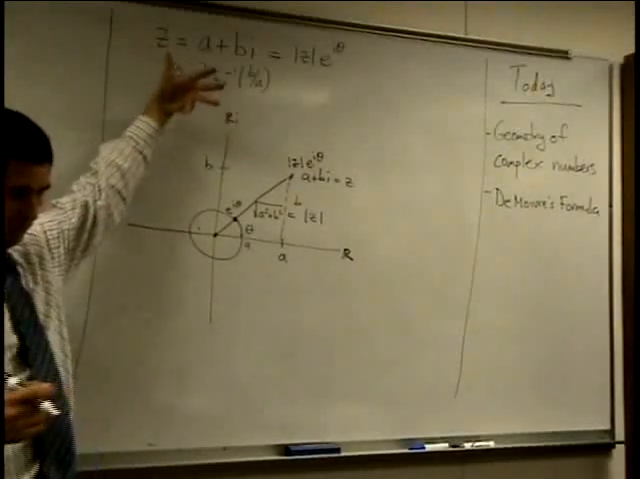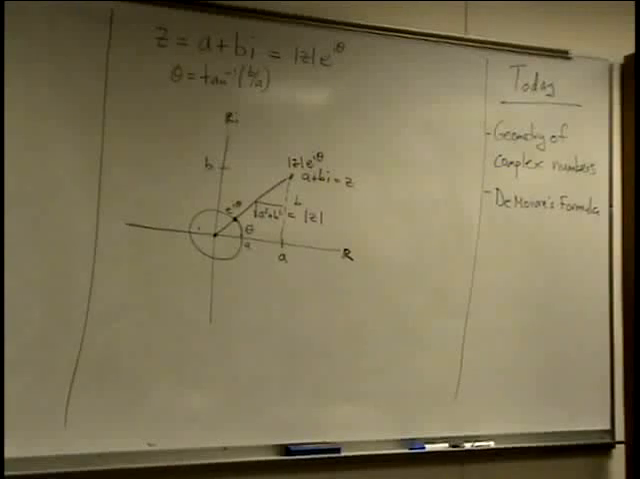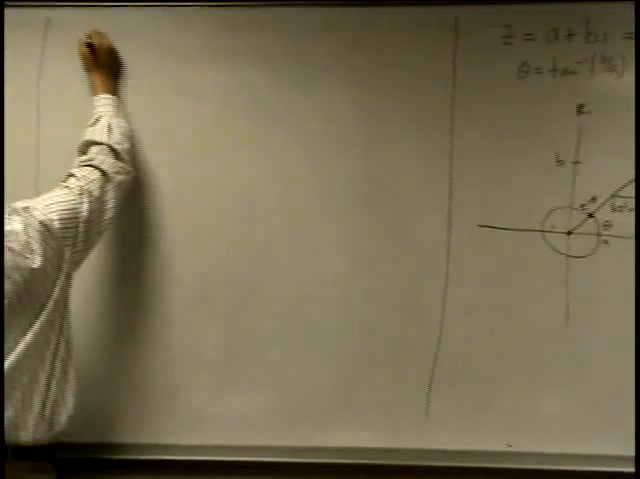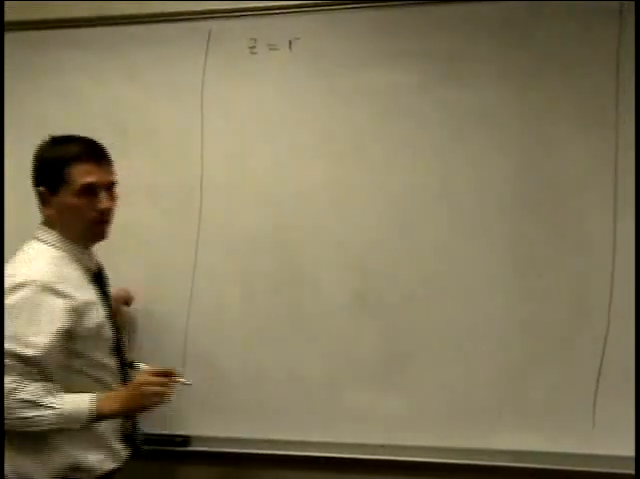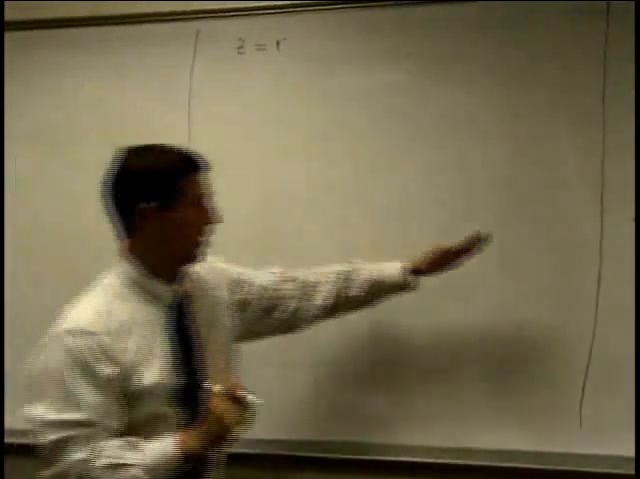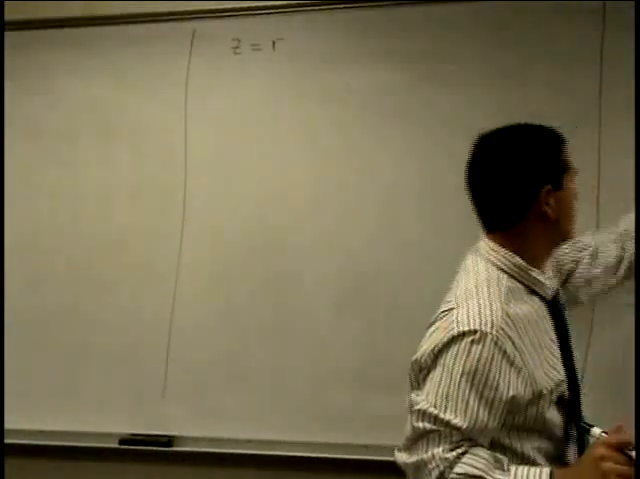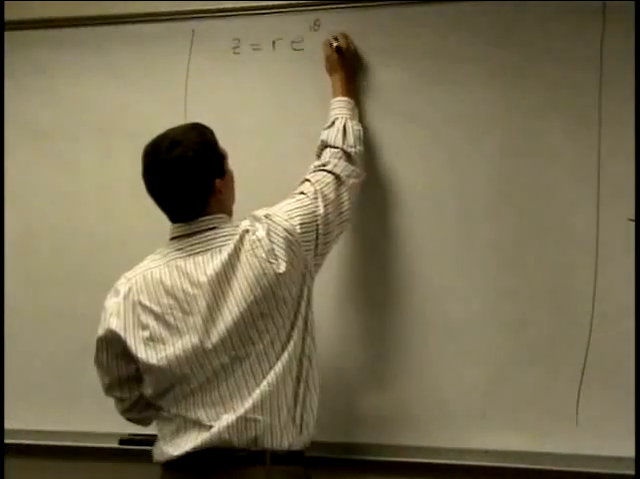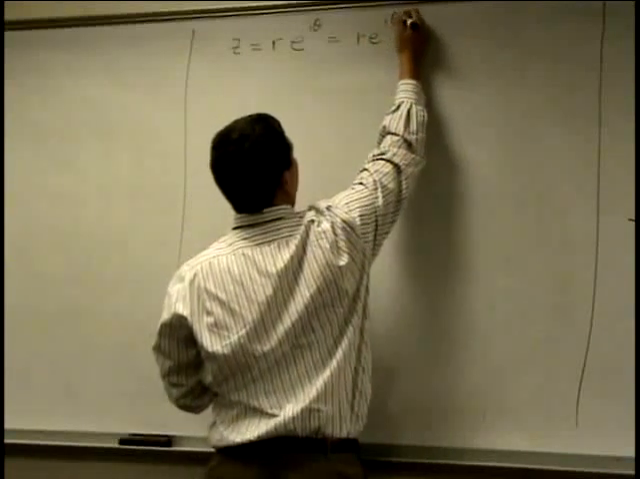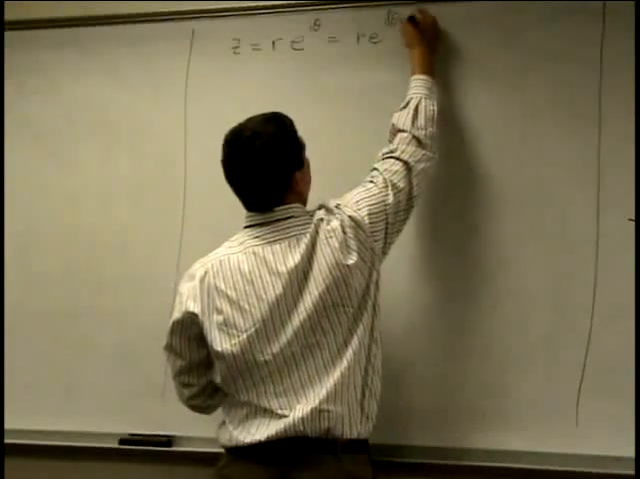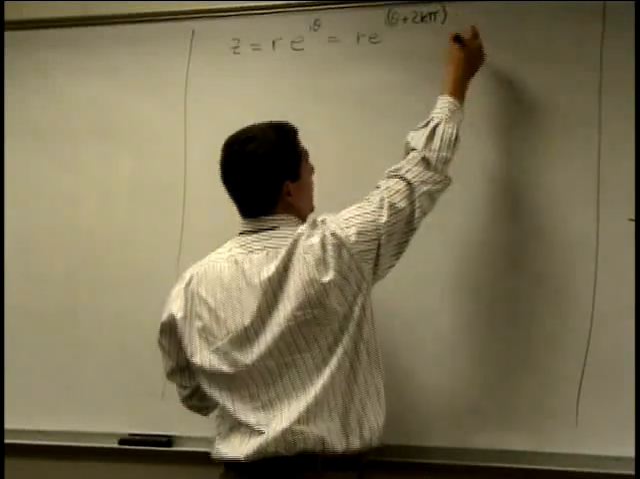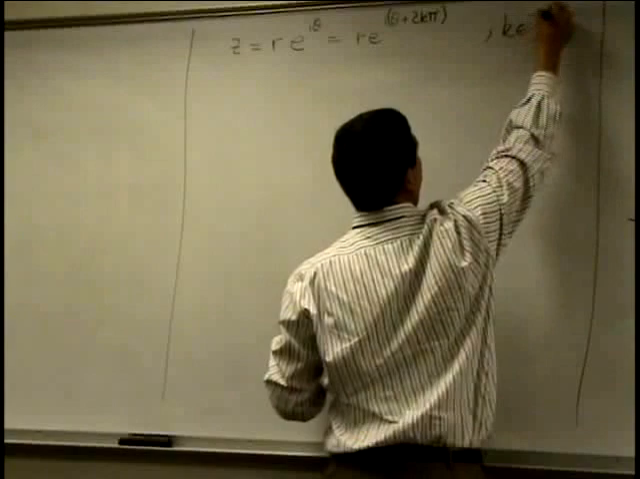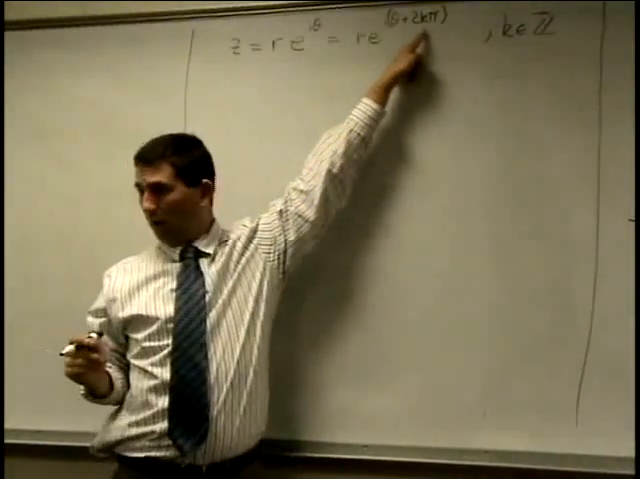Now, let's write it down. We're going to immediately come up with a convention to deal with this problem of there being too many thetas. So, if we write z is equal to, let me just write r here instead of norm of z, but it means the same thing. It's just the length of this vector from the origin to z. If I have z equals r e to the i theta, this is also the same as r e to the i times theta plus 2k pi, where k here is any integer. Just any multiple of 2 pi will work.